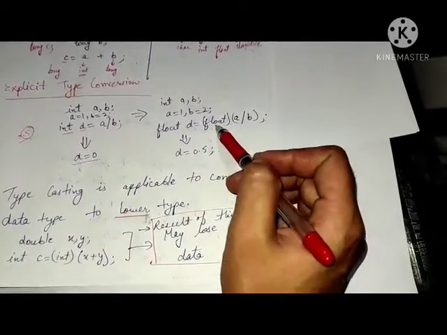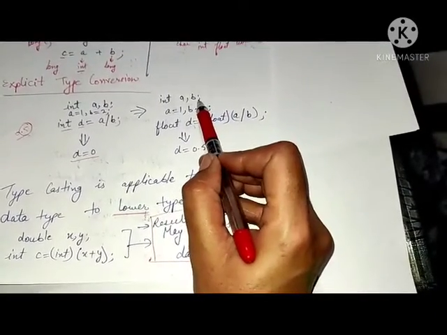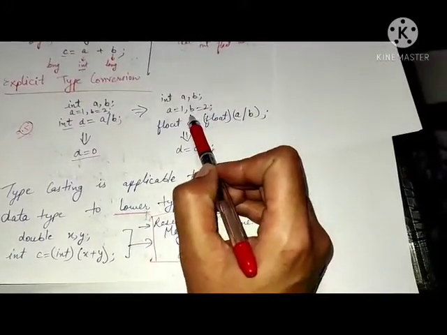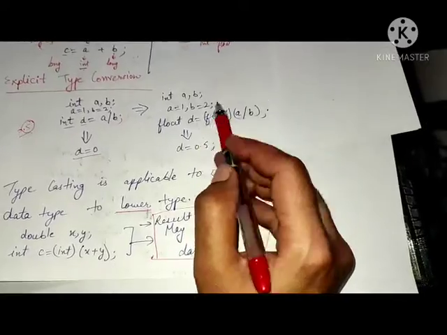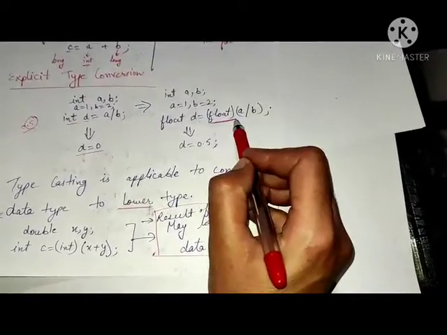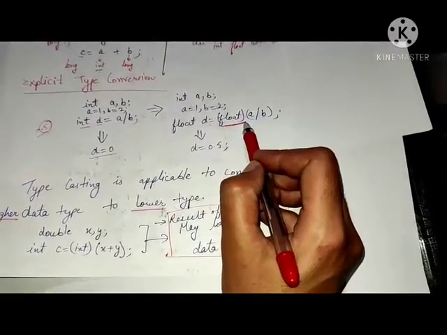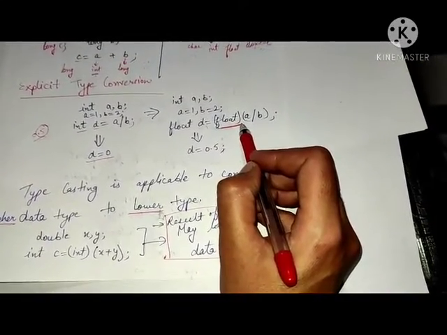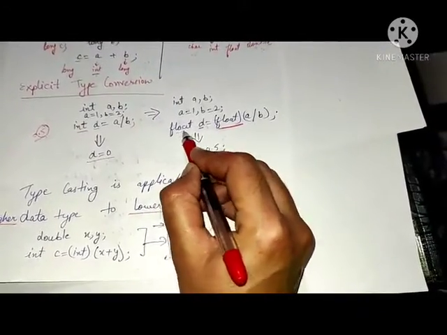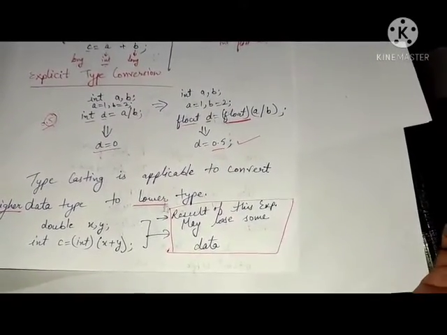Look at this example. This is the explicit type conversion example. Here a and b are two variables of int type, and the value is 1 for a, 2 for b. And here I write in front of a divided by b, float. This is the explicit type conversion that is created by the user, because the user wants the result in real numbers. So after division, what is the result? 0.5. So d should be of float type so that it can store 0.5. That is the correct answer.